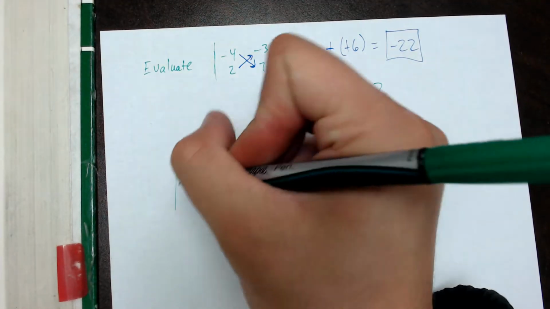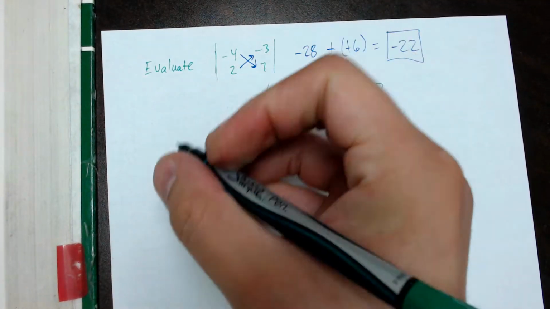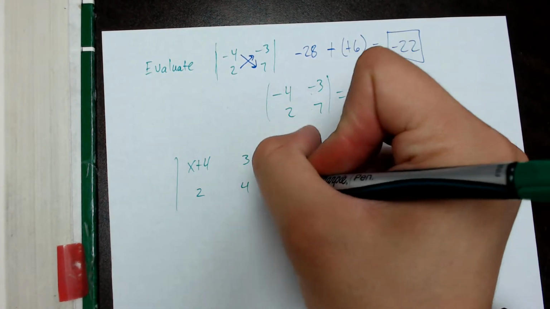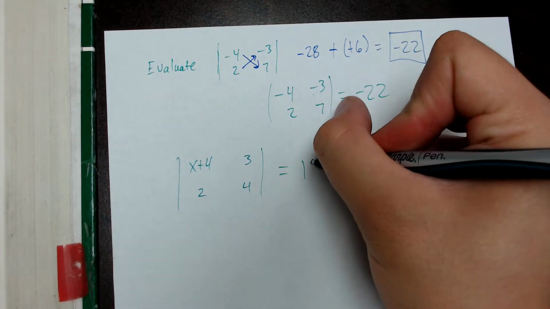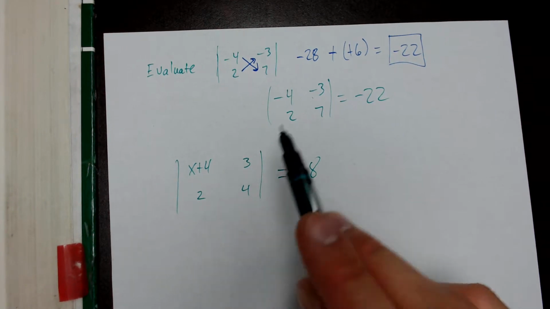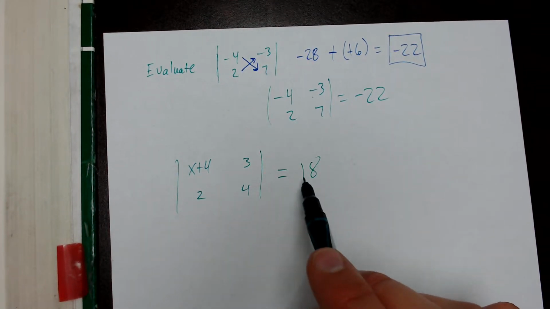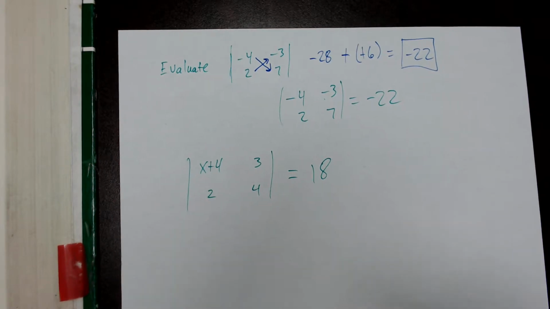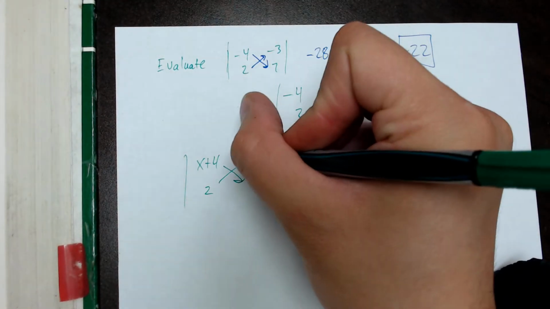It looks like this. We have x plus 4, then we have 2, and then we have 3 and 4. And that all equals 18. So it's set up in this format where it's already got the determinant. We know that the determinant is 18, but we're missing a piece in the matrix. So we're going to cross multiply and solve.